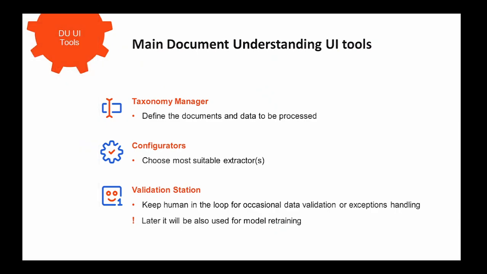Configurators help choose most suitable extractor types to configure data extraction and classification. Here you can opt for a hybrid approach. Just choose a combination of various extractors to ensure smooth and accurate processing of different documents. And then Validation Station enables verification of the extracted information using the Validation Station activity. It provides a human-in-the-loop capability for data confirmation and exception handling. And in the following releases, it will also enable model retraining.